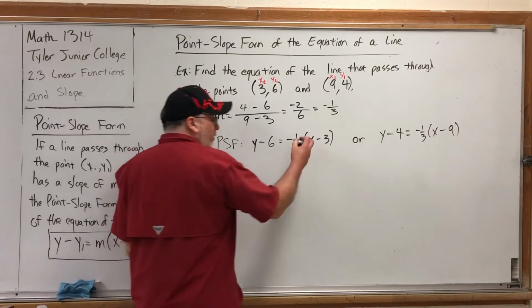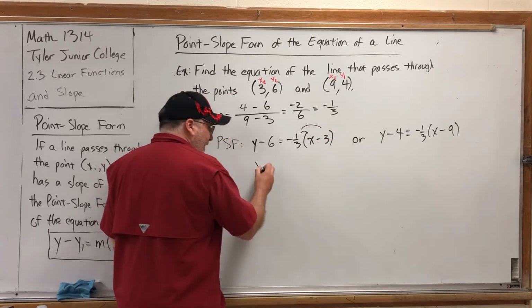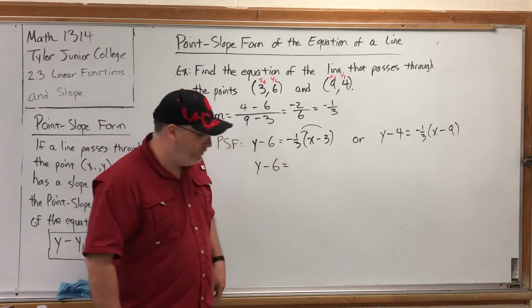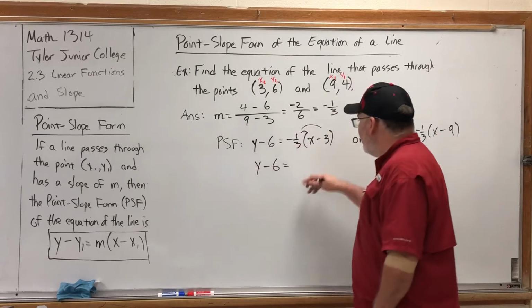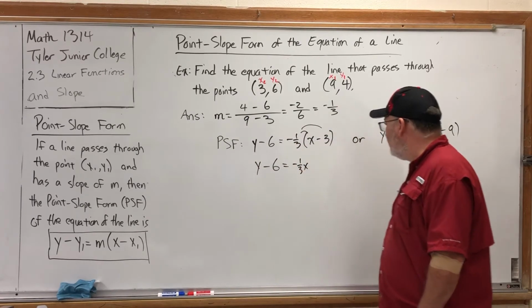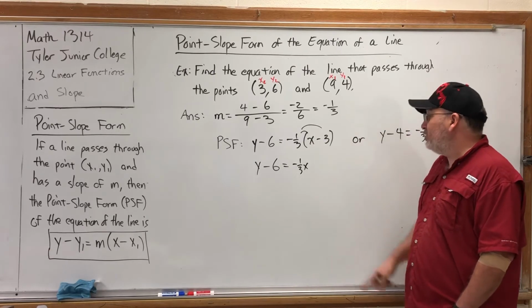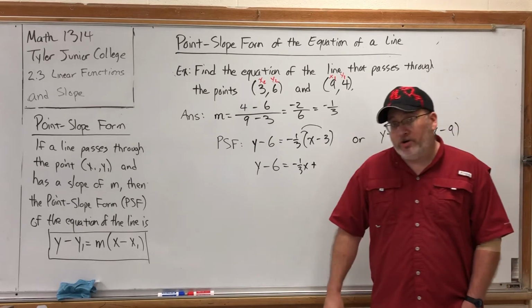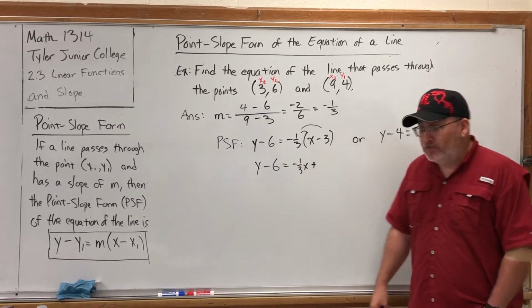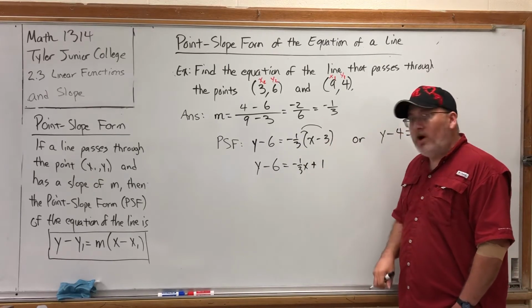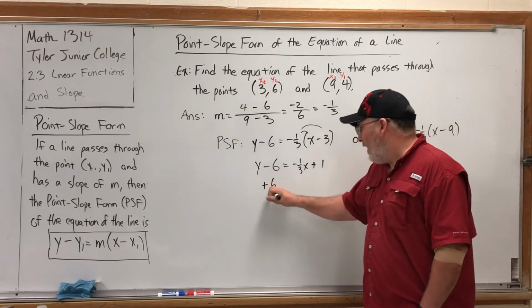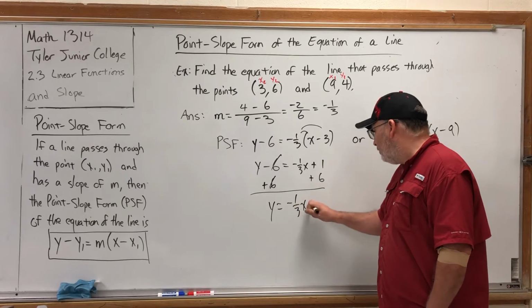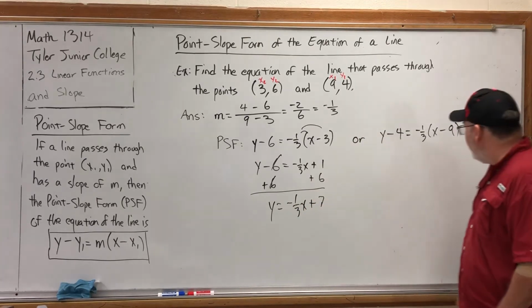To solve for y, we'll first have to distribute. And even though the slope is a fraction, it's not going to be that bad because the numbers we're distributing to are multiples of 3. I did that on purpose. Negative 1/3 times x is negative 1/3 x. Negative 1/3 times negative 3. Well, negative times negative is positive. Multiplying by 1/3, or taking 1/3 of something, is like dividing it by 3. So 3 divided by 3 is 1. And if we finish solving for y by adding 6 to both sides, we get y equals negative 1/3 x plus 7. Is that what we will get over here?